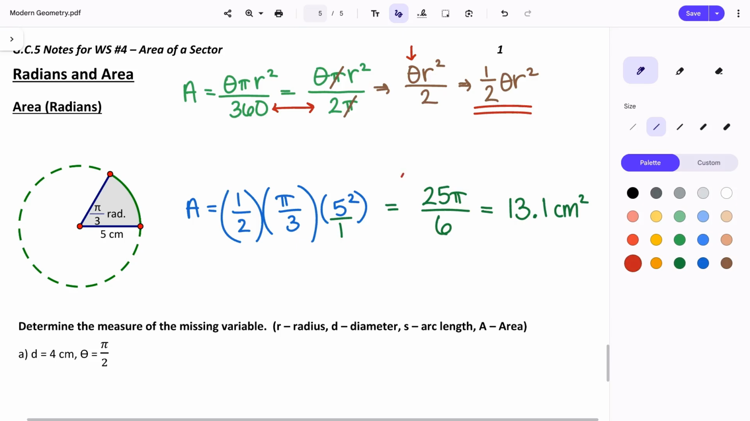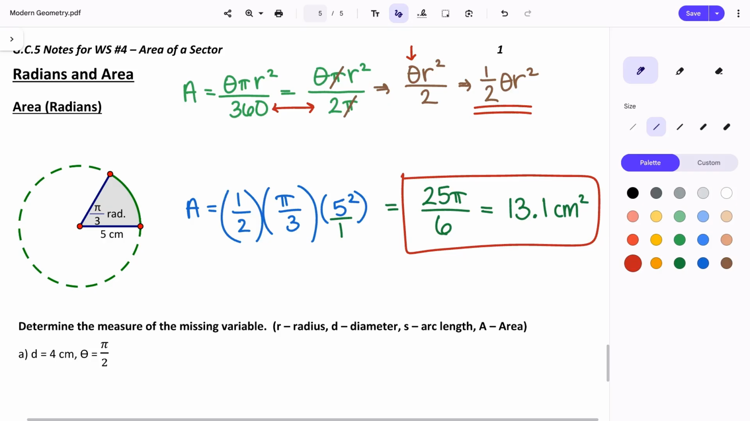Okay, so really either of these answers would probably be acceptable. It just depends on what form they want it in. If they want it in the exact form, then leave it as 25 pi over 6, and then you would say centimeters squared for that as well. If they want it as a decimal, then you have to go that extra step, actually multiply, and get 13.1.